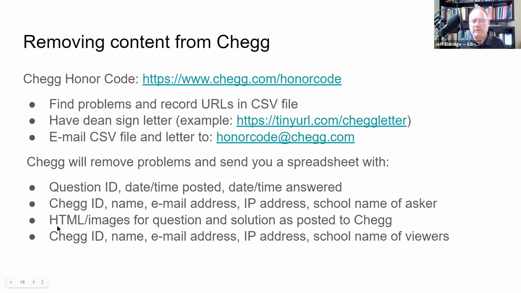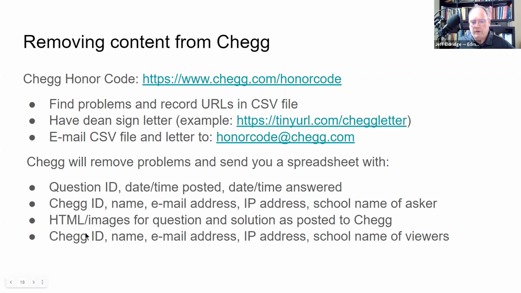Because they've taken down the problem and the solution from their website, they will also send you some HTML code along with links to the images that were posted there, so you still have that to follow up, to investigate, and so forth. And then in a separate tab on the spreadsheet, they will send you a list of Chegg users who have viewed that solution. Now, they don't keep this data for very long, I don't think, because usually when I get it back, it's just people who viewed it recently, even if it's a problem that has been up there for a long time.